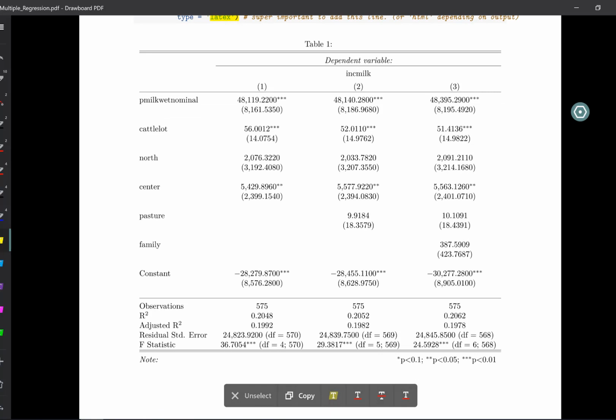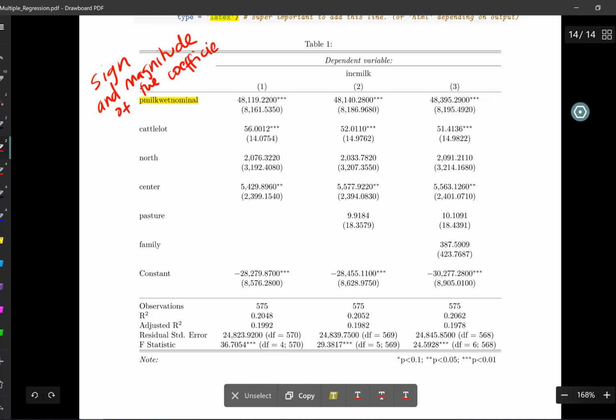When you see a table like this, you want to narrow down into the specific coefficients. We know that the price of milk during the rainy season is statistically significant for the three models and is positive. So you want to pay attention to the sign and magnitude of the coefficients. And we already covered in a previous video how to interpret the coefficients. We also see that that's the same for cattle lot. We have positive statistically significant coefficients.